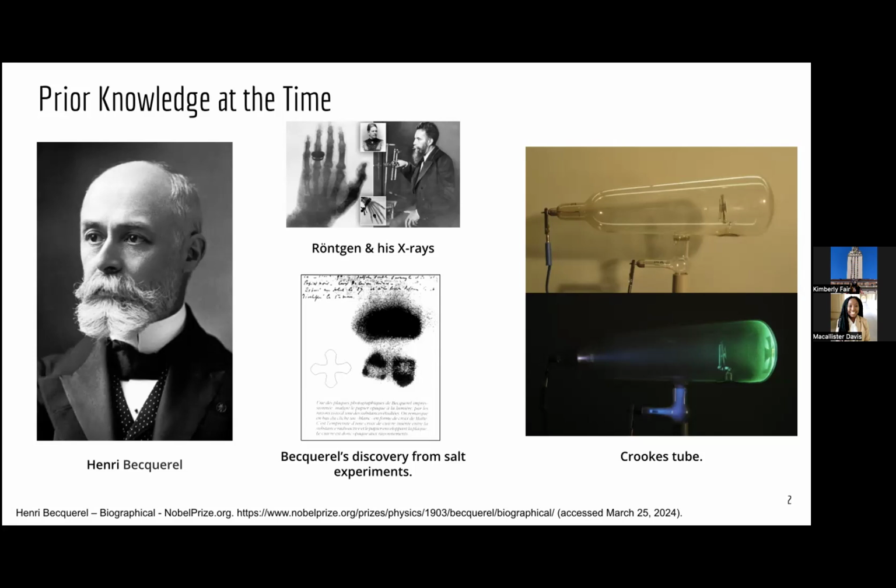And to do this, he used his father's uranium salts, which, when exposed to light, would phosphoresce. When the salts were placed near a photographic plate with opaque paper, the plate fogged up. And as you can see by this image here, Becquerel's discovery from salt experiments. This property was actually found in all uranium salts and characteristic of the uranium atom.